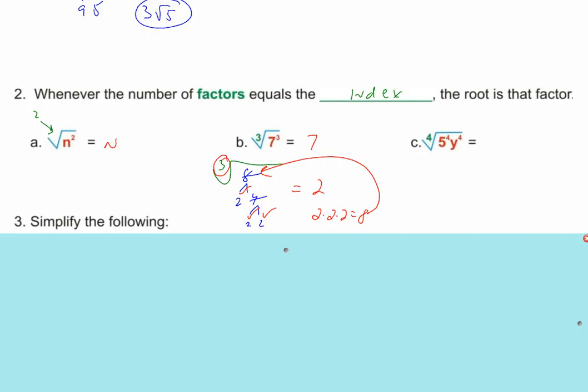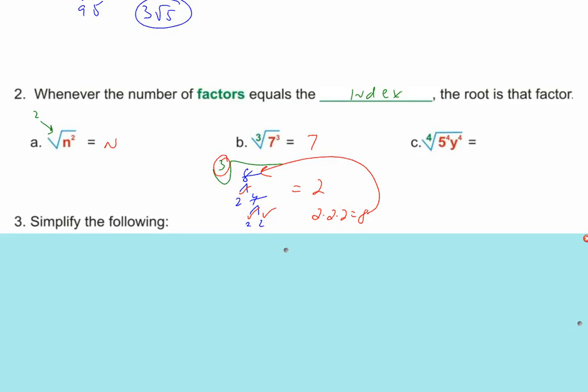Here we go, tough one, 4th root. 4th root, are you ready? I want you to tell me the 4th root of a 6 times 6 times 6 times 6. It's a 6. All right, tough one. 4th root of a 2n times 2n times 2n times 2n. 2n, there were 4 2n's.